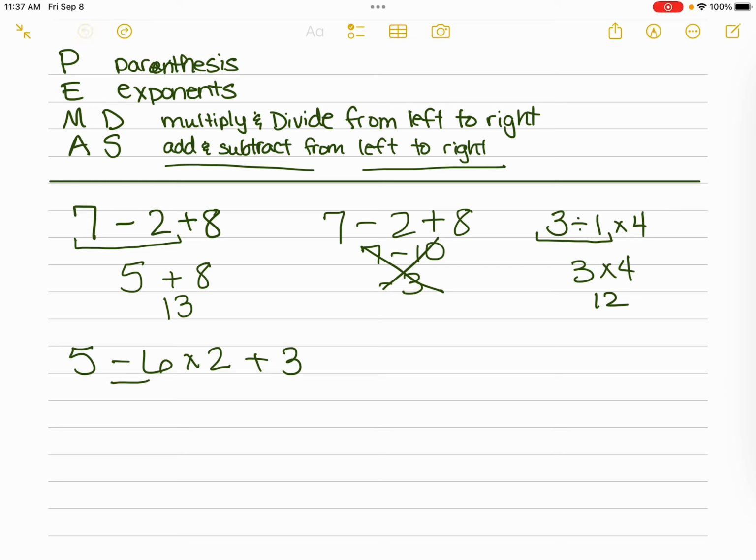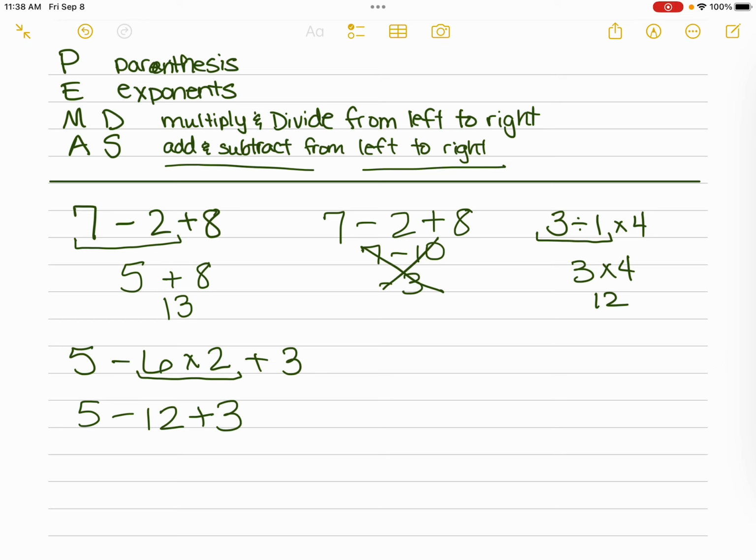Okay, this one is where you follow the PEMDAS. So I'm going to do my multiply and divide first. Well, my multiply is right here, 6 times 2. So I have 5 minus 12 plus 3, right? And now I have add and subtract. That's all that's left. So now I work left to right, okay?